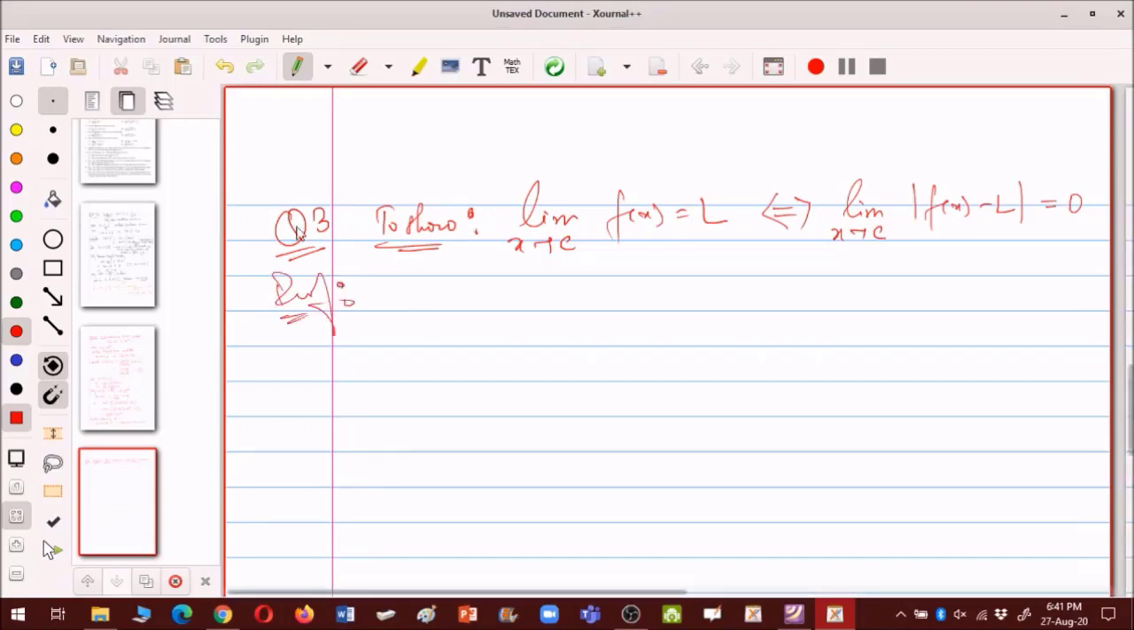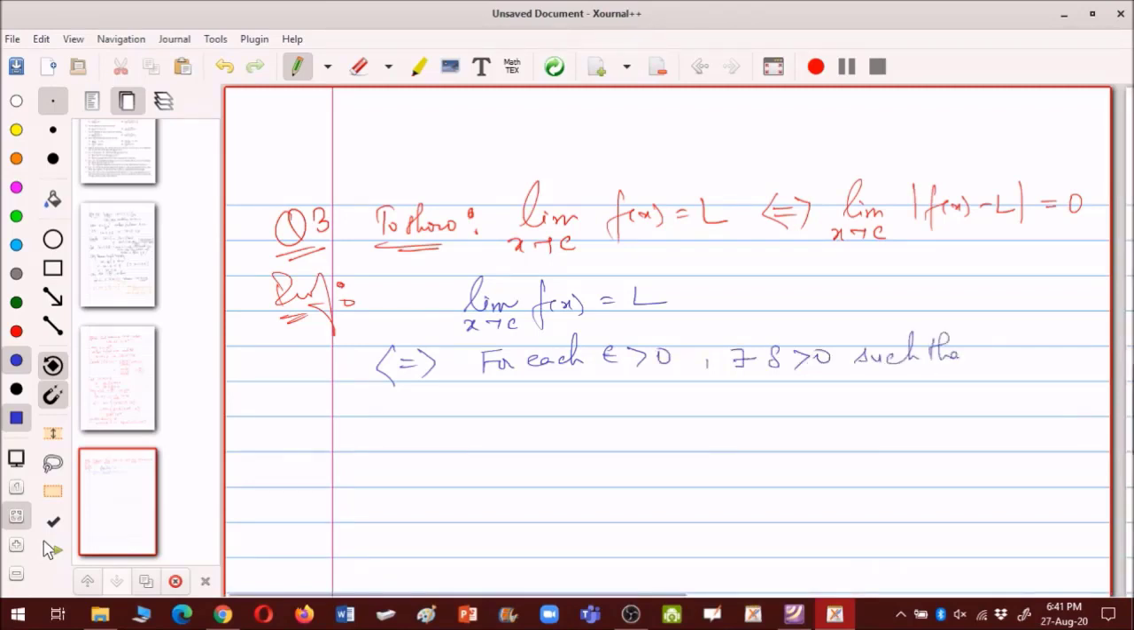So let us start with the proof. Limit x tends to c, f(x) equal to L. This is equivalent to saying that for each epsilon greater than 0 there exists delta greater than 0 such that 0 less than |x minus c| less than delta implies |f(x) minus L| less than epsilon.